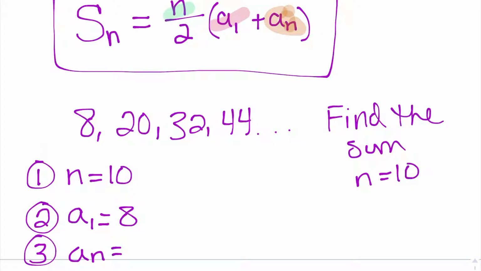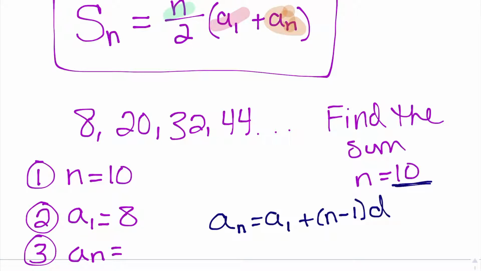But if you recall, this sequence is arithmetic. So I can go back to my other formula and figure out what is the 10th term here. Well, the first thing I need to know is what's the difference? What's the common difference? It looks like we are adding 12 each time. So a sub n is going to be equal to 12 plus n minus 1.